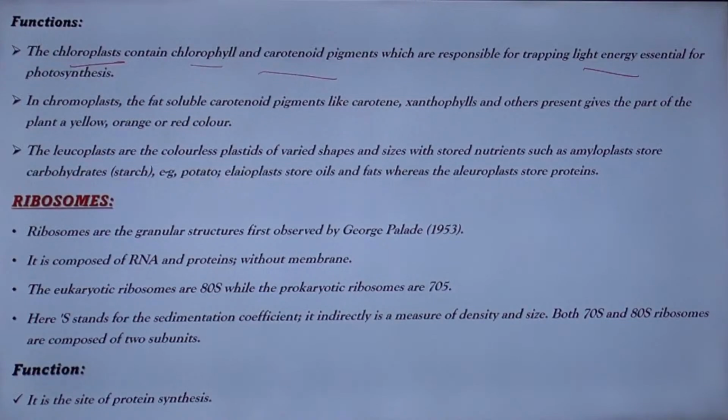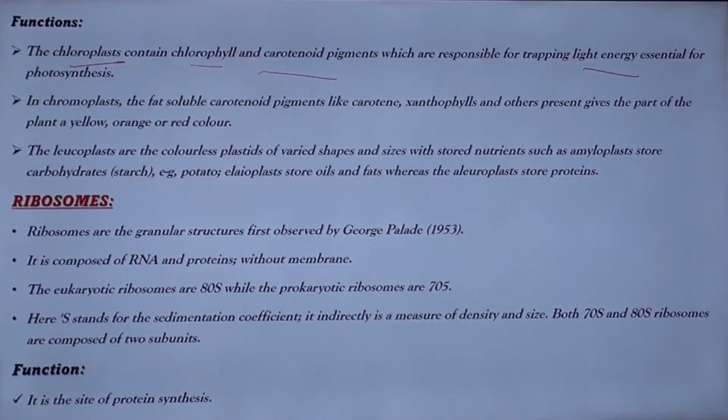And then the chromoplast has fat soluble carotenoid pigments like carotene, xanthophylls and others, which give yellow, orange and red color. So this chromoplast gives rise to yellow, orange and red color. The red, orange, yellow colors look very graceful. So that is what it gives.